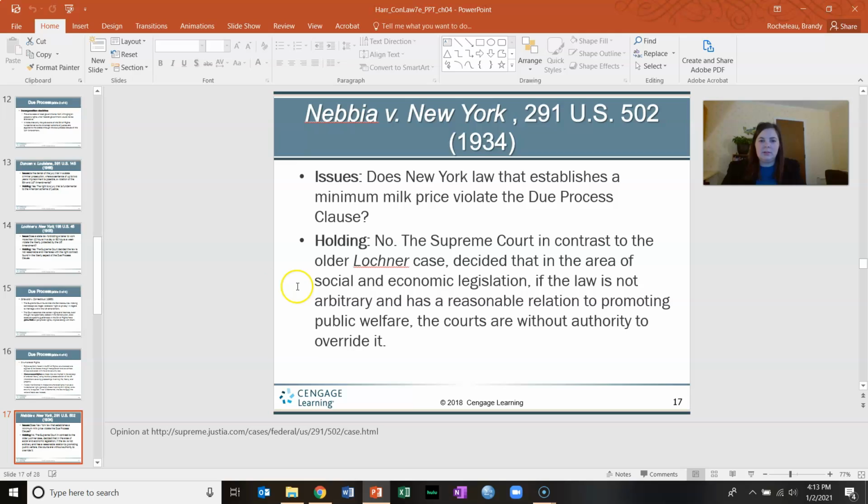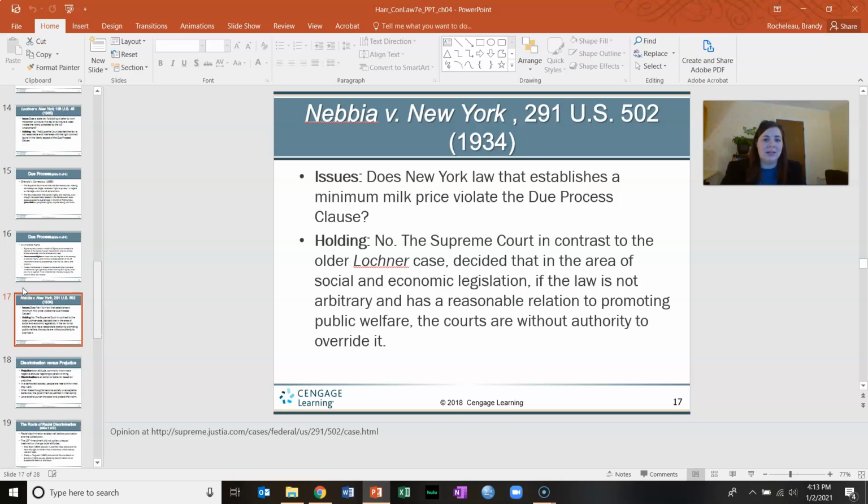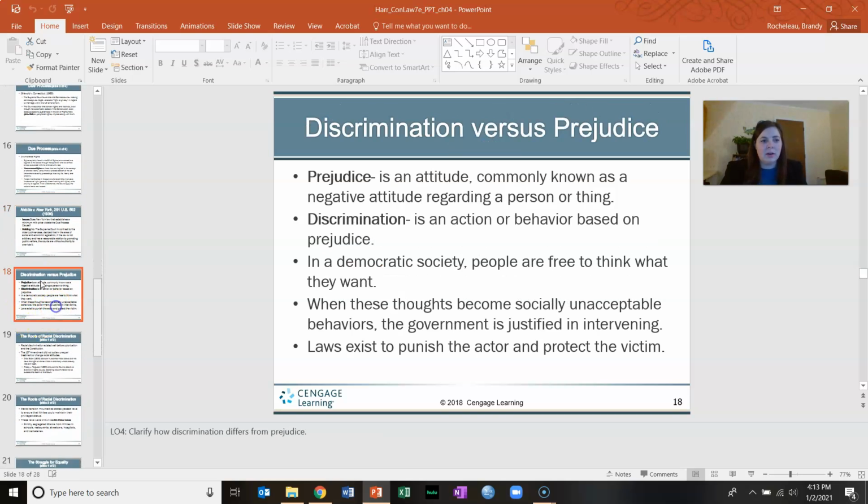So we have Nebbia versus United States in 1934. This case was contrasted with the Lochner case that was just a couple slides back, where the court said that for laws that are not arbitrary and have a reasonable relationship to public welfare, the courts are without authority to override it, meaning they can't change things.